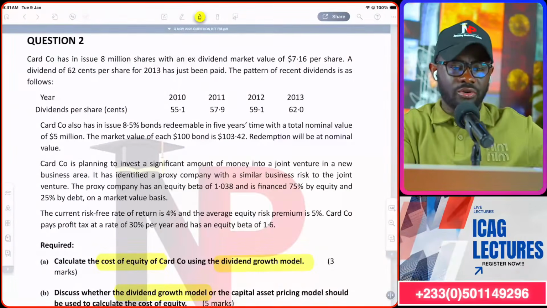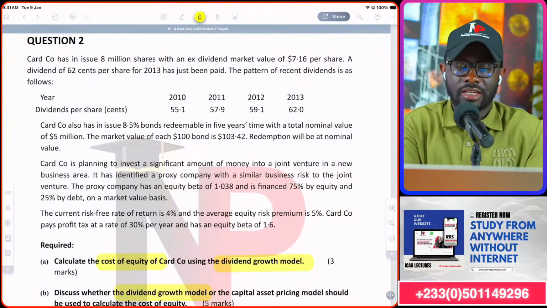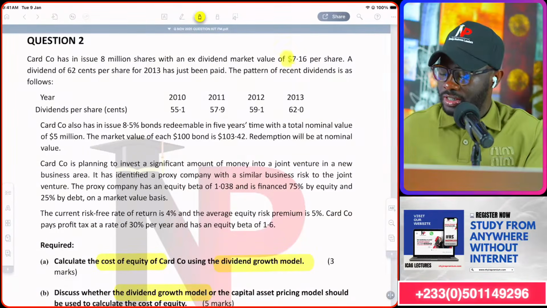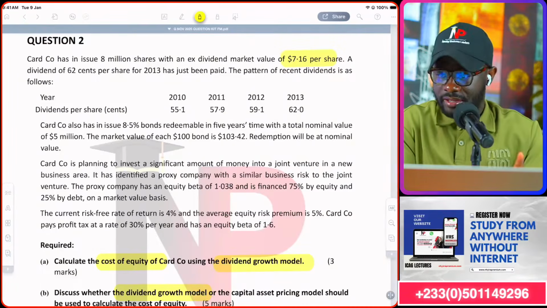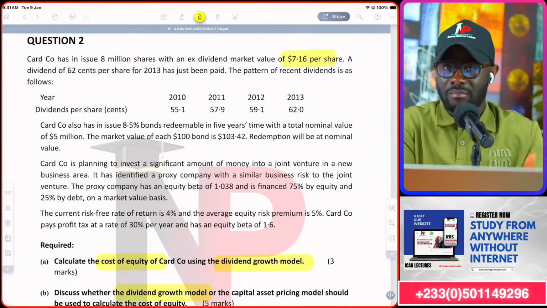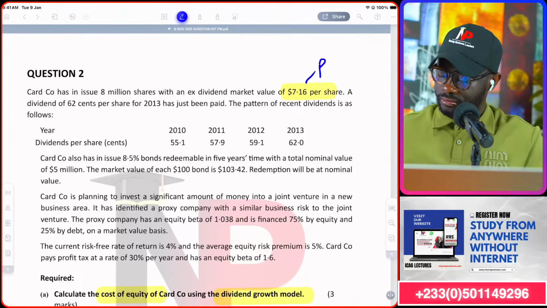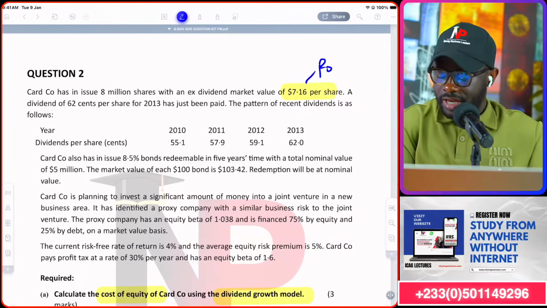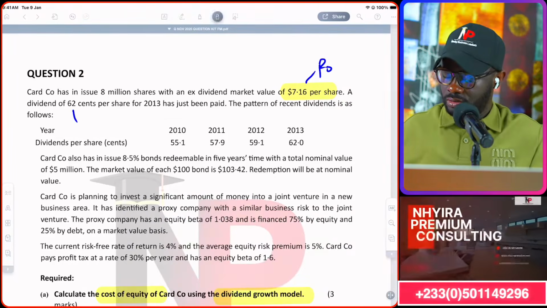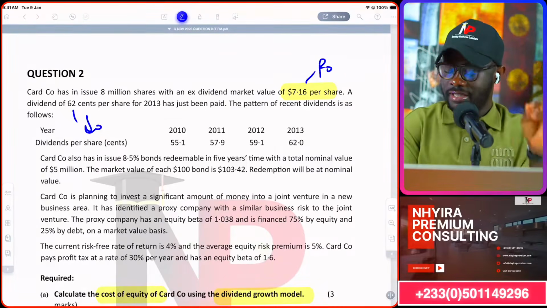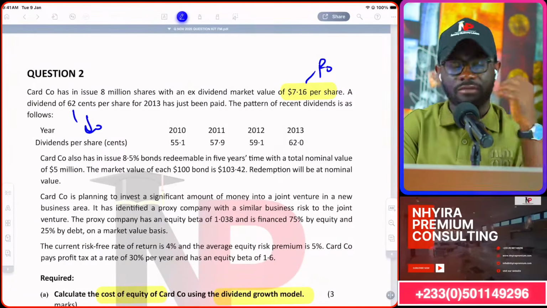CADCO has in issue 8 million shares with an ex-dividend market value of $7.60 per share. Okay, so that is our P0, 7.6. A dividend of 62 cents, so that is D0, has just been paid. The pattern of dividend is as follows.